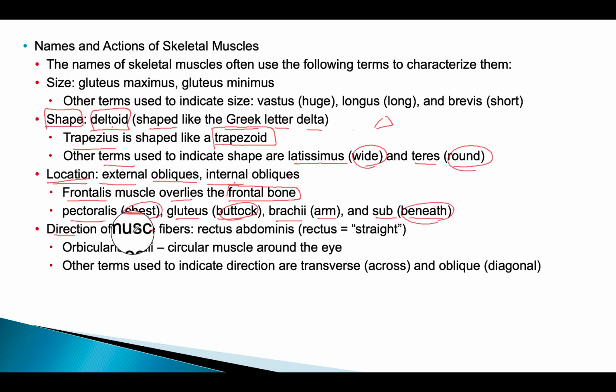Direction of the muscle fibers is also used in naming the muscles. Rectus means straight. Orbicularis oculi is a circular muscle: orbicularis meaning circular, oculi meaning eye. Other terms used to indicate direction are transverse, meaning going across, and oblique, meaning diagonal. So as we mentioned, external oblique means going diagonal. Transverse would be going across, or just horizontal.